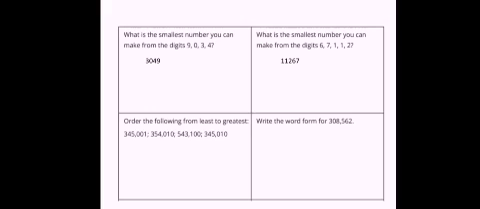Here, order the following from the least to the greatest. I will look at the highest place value in each one of them. I will start here with 345,001. After that 345,002. 310. After that, 354,010 and 543,100.